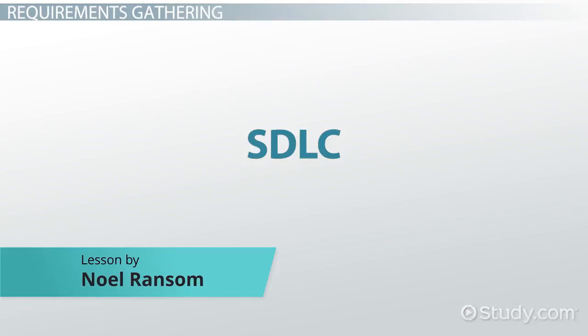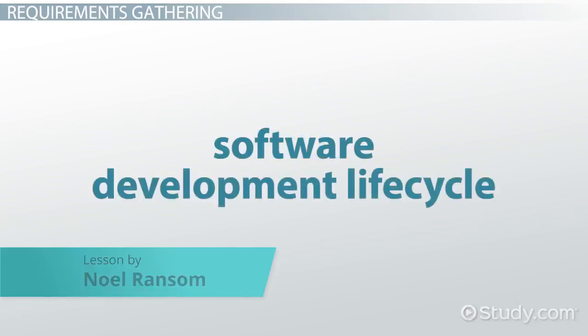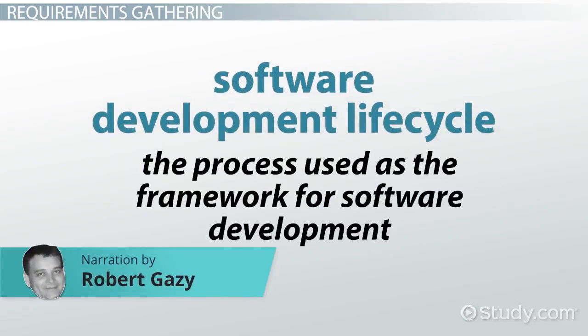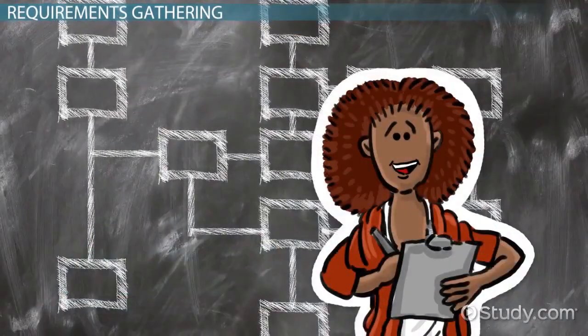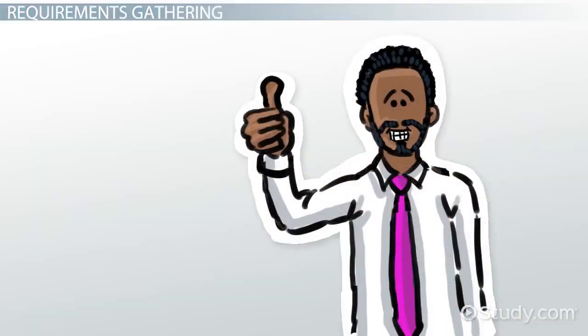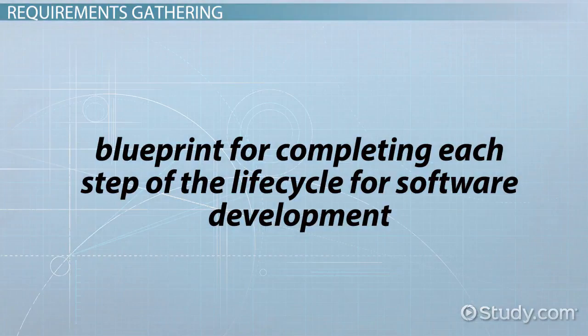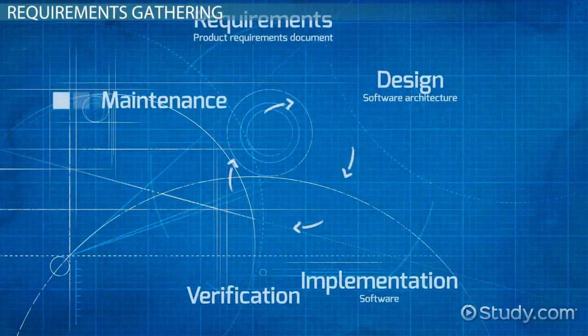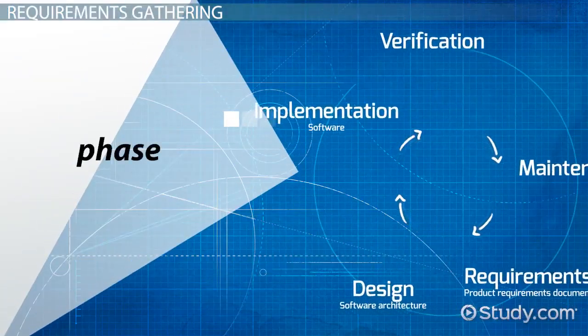SDLC is an acronym for Software Development Lifecycle and is the process used as the framework for software development. Project managers and business organizations use the SDLC as a blueprint for completing each step of the lifecycle for software development. Each step of the SDLC is called a phase.